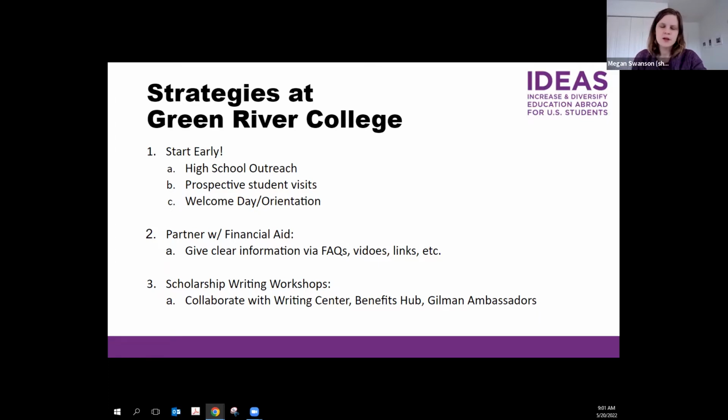We also have a United Way funded benefits hub, and they provide students with general budgeting support. So we invited them as well to be a part of that workshop, along with a Gilman ambassador from our region. So it was a very collaborative effort, and we're hoping to start doing that on a quarterly basis from now on. So those are my top tips, and I'll pass it on to the next person.